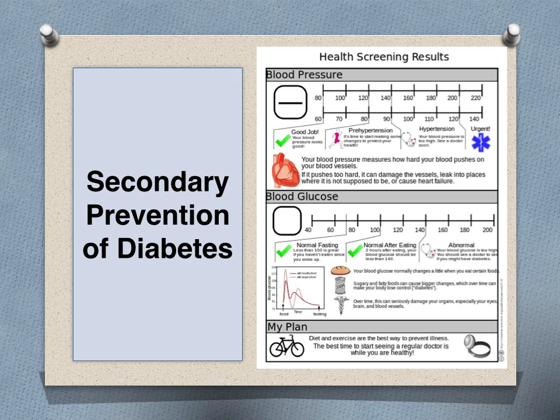Secondary prevention of diabetes. And now you can see here a chart of health screening results. Efforts then to detect and treat existing health problems at the earliest possible stage. So one way to identify this is through blood glucose screening events, such as those in health fairs.